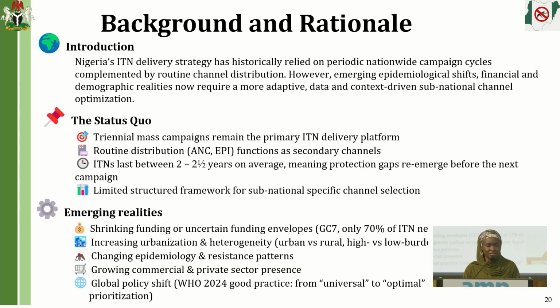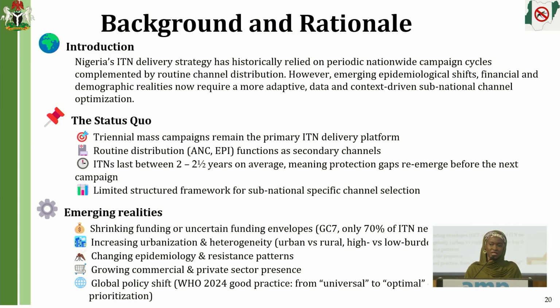We also have challenges of shrinking funding, not just specific to Nigeria. This is a global problem. Like in the Global Fund states in Nigeria, for the last grant, the GC7, we had only 70% of the ITN need. And as we all know, this is likely to be shrunk further in the next grant. We have increased urbanization. Just like any other country, more people are moving from rural to urban. So this shifts the definition of where you have high burden malaria and considerations of urban malaria strategy, and also the population shift between urban and rural.